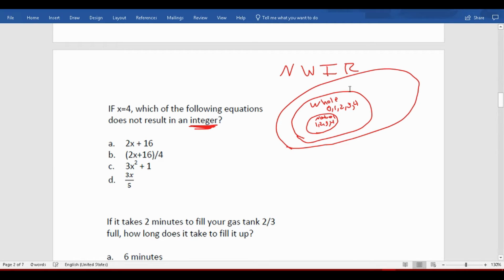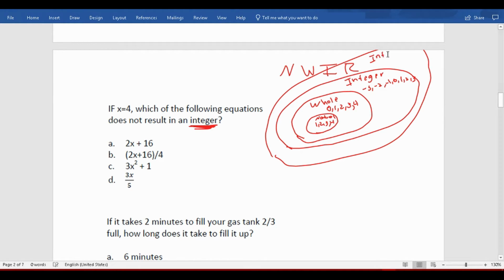Integers are all natural and whole numbers plus negatives, so basically negative 3, negative 2, negative 1, 0, 1, 2, 3, and so on. And rational numbers are everything. Rational numbers are integers, whole numbers, natural numbers, basically plus fractions. Okay, so like 1/2, 1/3, and so on. These fractions cannot be repeating.